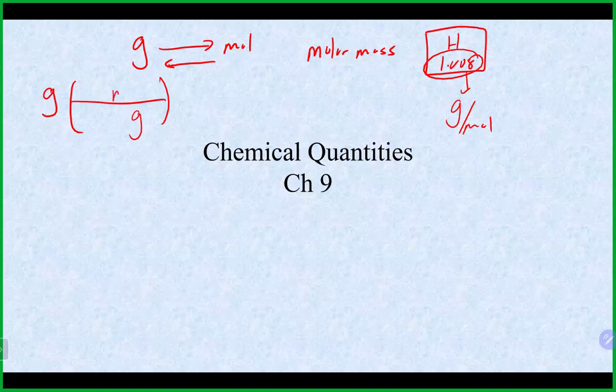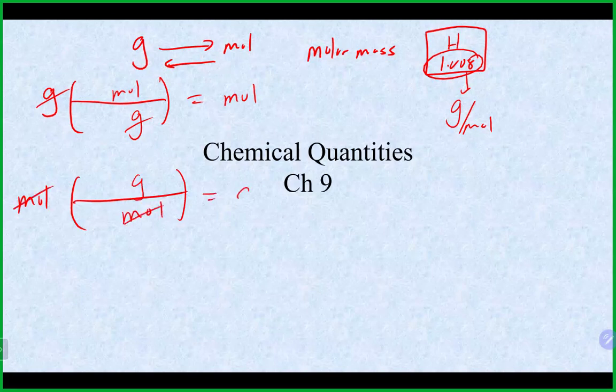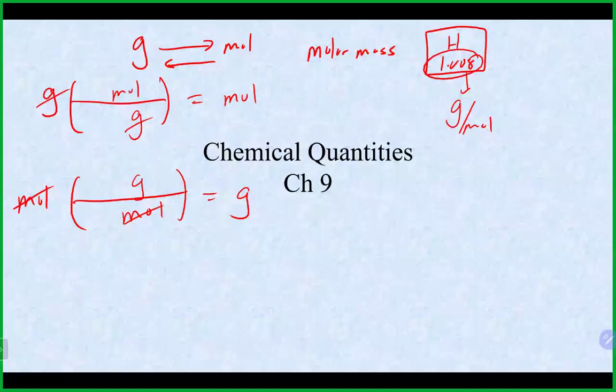Grams on the bottom, moles on top, and they will cancel out the grams. If you have moles, multiplying by the molar mass as a conversion factor, the moles will cancel and give you grams. So very commonly used in these calculations. A lot of times at the beginning and the end of the calculation, you will very often use molar mass to do so.